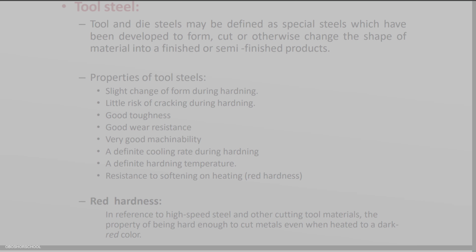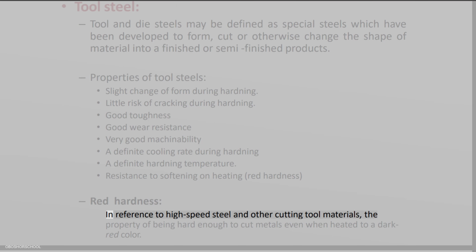Tool steel. Tool and die steels may be defined as special steels, which have been developed to form, cut or otherwise change the shape of material into finished or semi-finished products. Properties of tool steels: slight change of form during hardening. Little risk of cracking during hardening. Good toughness, good wear resistance, very good machinability, a definite cooling rate during hardening, a definite hardening temperature. Resistance to softening on heating, red hardness.